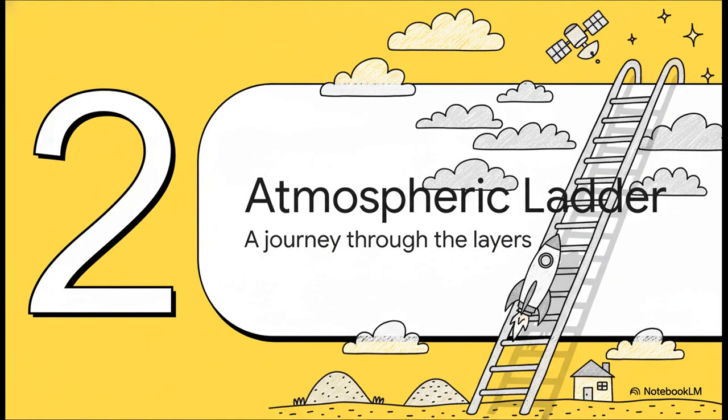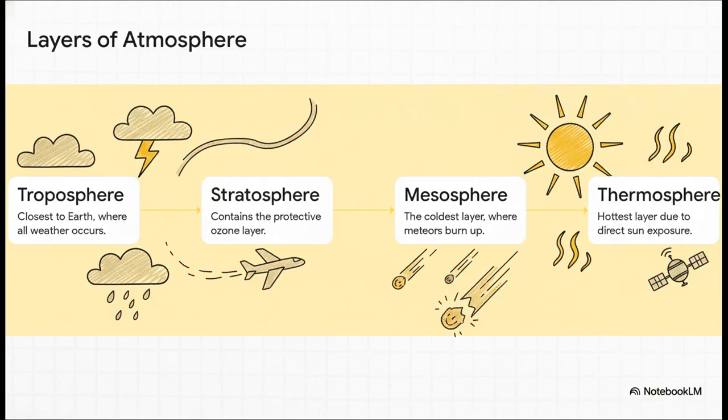All right, we've got a pretty good handle on what's happening on the ground, so now it's time to start our climb. Let's head up that atmospheric ladder layer by layer and see what this planetary shield is all about. On our way up, we're going to pass through four main layers. Starting from the ground and moving up, we've got the troposphere, then the stratosphere, then the mesosphere, and finally, the thermosphere. So let's take a closer look at each stop on our trip.